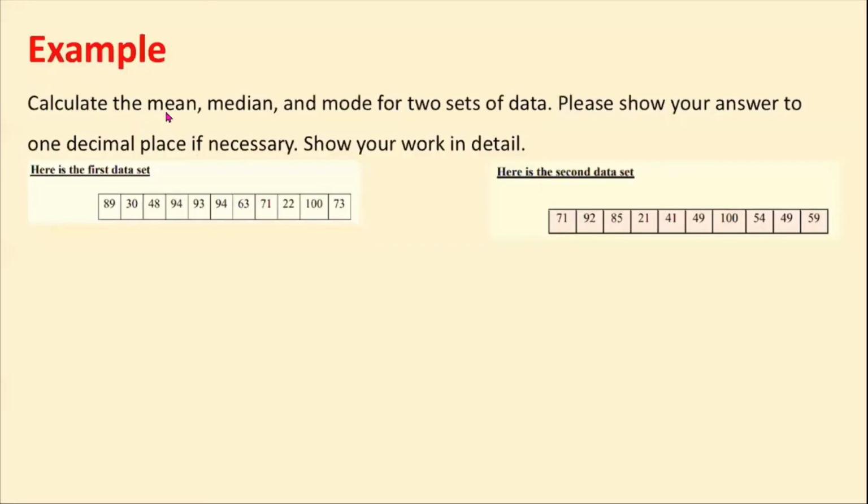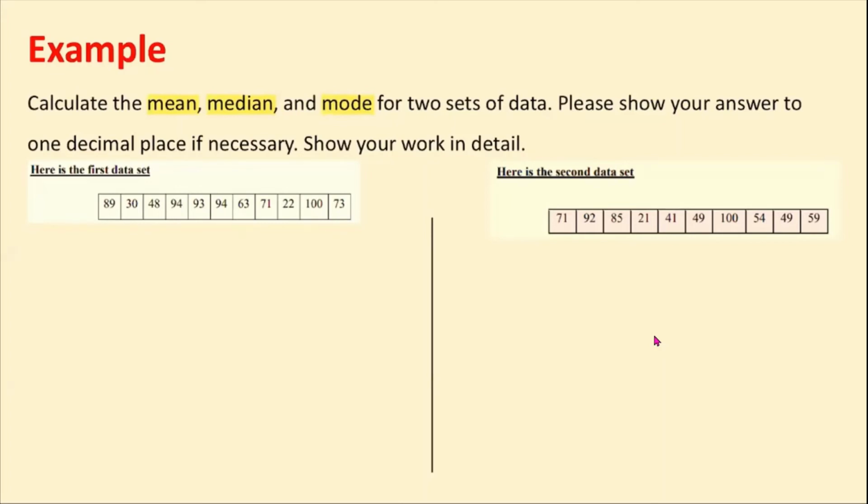Example: calculate the mean, median, and mode for the 2 sets of data given here. Please show your work to 1 decimal place if necessary. So if you're getting a decimal value, give your answer to 1 decimal place. Work in detail. The data given here is an individual series, or ungrouped data. Let's solve the first part, and then we'll go to the second.